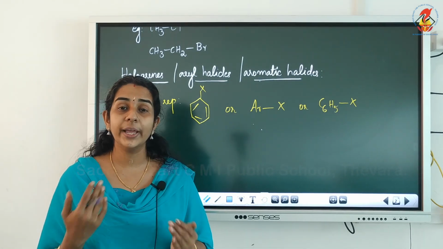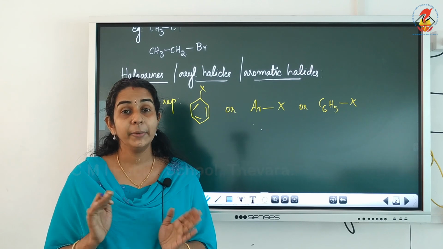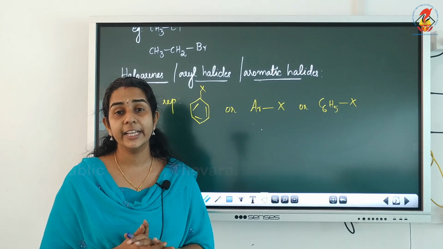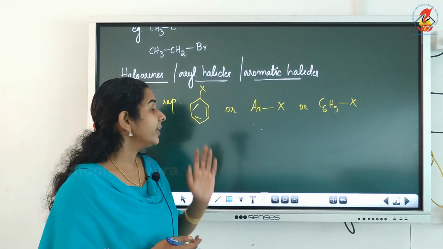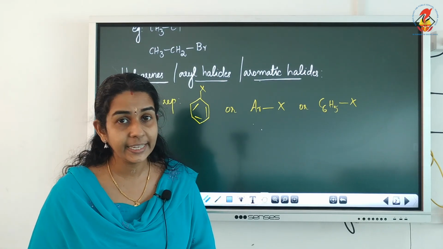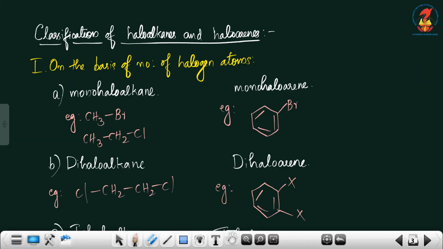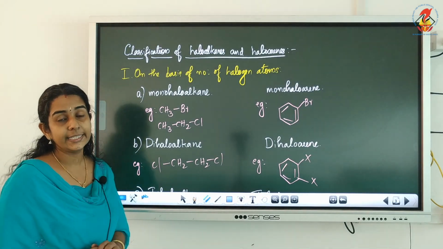So remember, haloalkanes means alkyl halides, where the halogen is attached to an alkyl group. But in the case of aryl halides, the halogen is attached to a benzene ring or any aromatic ring. Next, we will see the classification of halogen compounds: classification of haloalkanes and haloarenes.